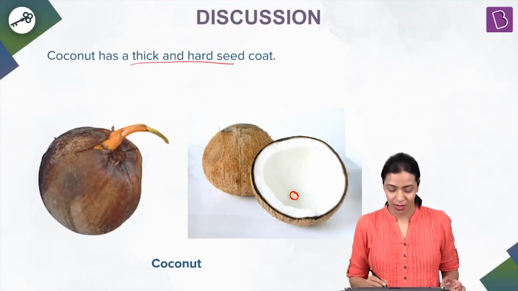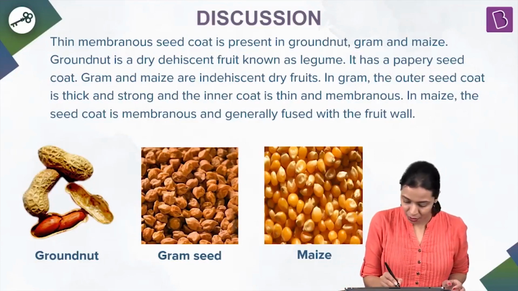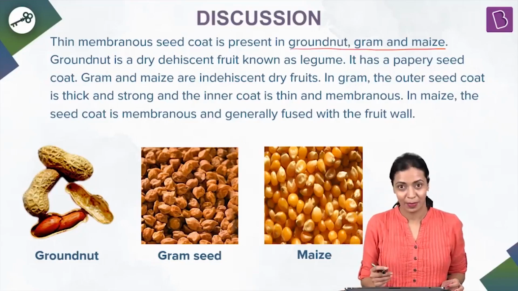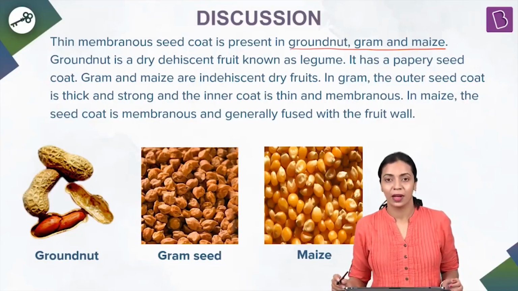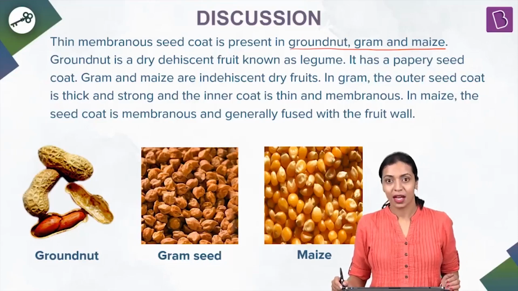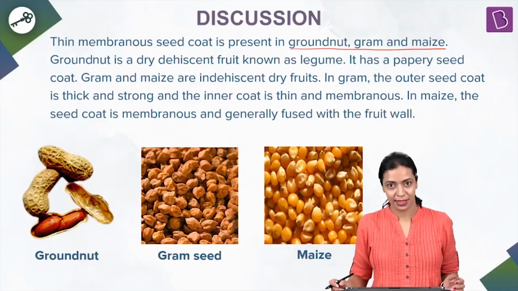So the correct answer to this question is option A, coconut. The other three plants, groundnut, gram and maize, have seeds with a thin and membranous seed coat. Groundnut, gram and maize all produce dry fruits. While groundnut produces a fruit known as legume that is dehiscent, gram and maize are dry fruits that are indehiscent. Dehiscent means that the fruit, once it ripens, will split open to release the seeds, whereas in gram and maize, you don't find that happening.